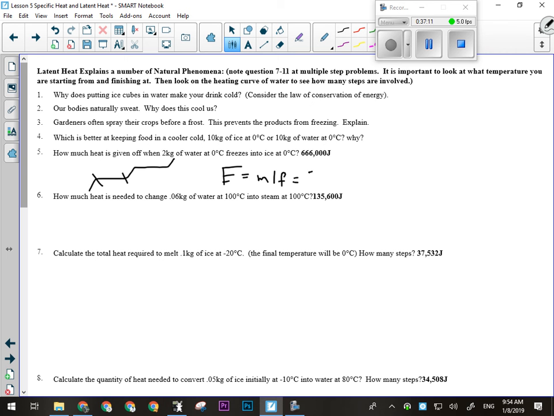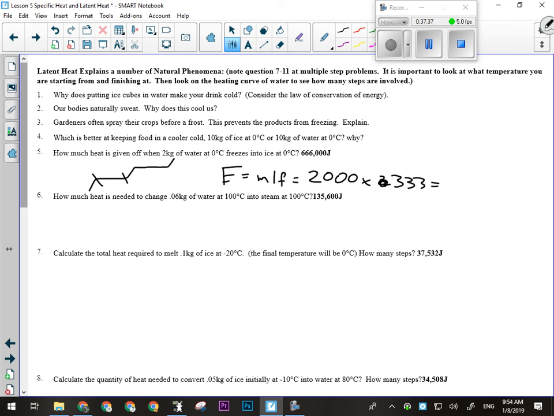We take our 2,000 grams. Remember, it's got to be in grams. That's a trick, right? They put it in kilograms. Times 333 joules per gram gives us 666,000 joules. Everybody all right with that? So it's important to be able to read the question carefully and use the heating curve of water diagram to decide how many steps I have here.